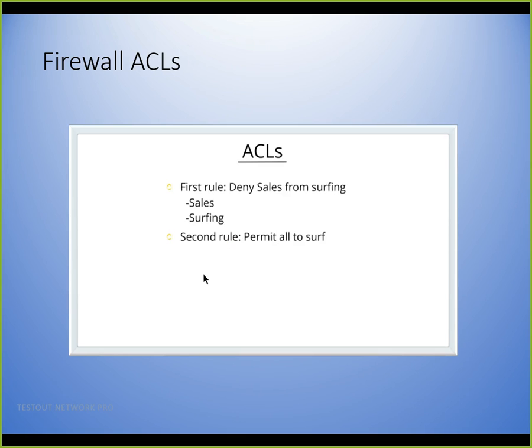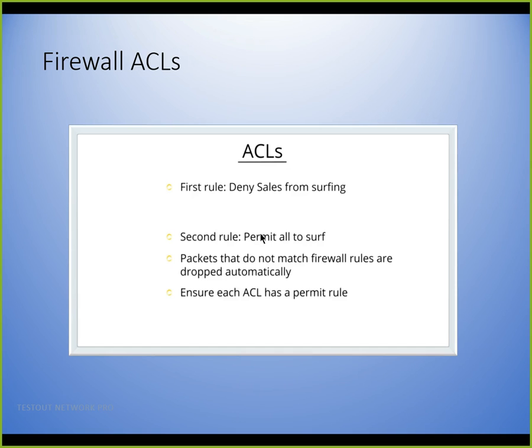The first rule on this one, deny sales from surfing. The second rule, permit everybody else to surf. So first rule, deny the sales group from the internet or from surfing the internet. We might allow them to get to specific resources and other methods that we'll talk about. We might allow them to get to only specific sites when we do that. The second rule, allow everybody else in the company to get to the internet or to surf the internet. First rule, deny sales. Second rule, permit to surf.